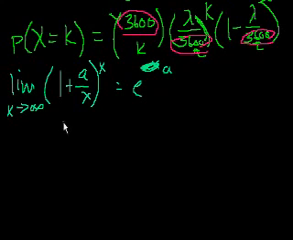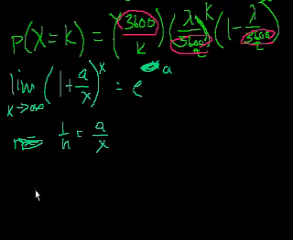And just to prove this to you, let's make a little substitution here. Let's say that 1/n is equal to a/x, and then x would be equal to na, right? x times 1 is equal to n times a. And so as x approaches infinity, what does n approach? Well, n is x divided by a, so n would also approach infinity.